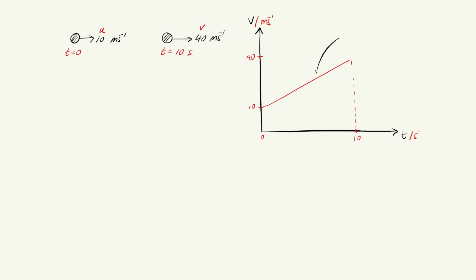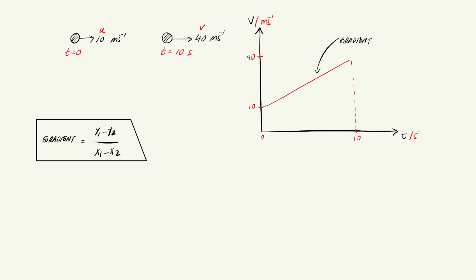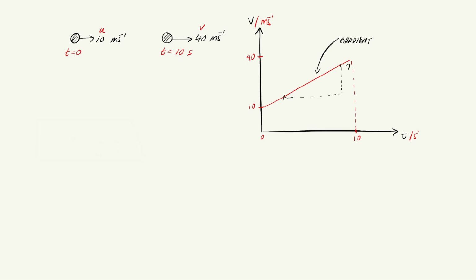Look at the gradient of this line. To find the gradient, you take 2 points and calculate the change in the y value divided by the change in the x value. In our case, the y value is velocity, so the change in y is the change in velocity. The x value is time, so the change in x is the change in time. So the gradient is delta v over delta t, and that's exactly the definition of acceleration we started with. The gradient of a velocity-time graph gives you acceleration. That's not a coincidence. It falls directly out of what acceleration means.